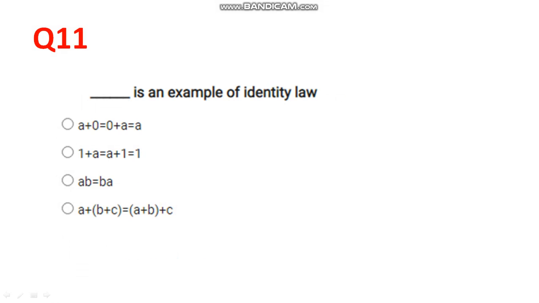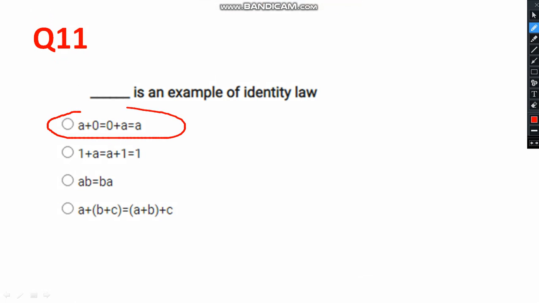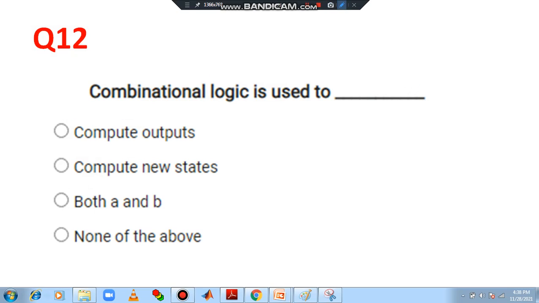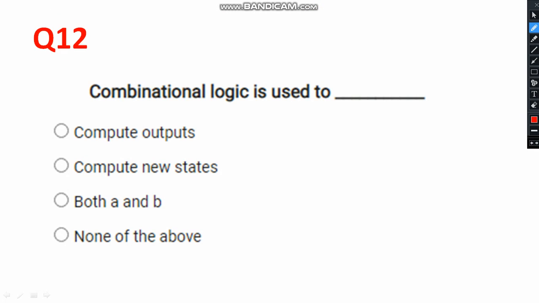Dash is an example of the identity law. The example of the identity law is A plus 0 is equal to 0 plus A is equal to A. Then question number 12. Combinational logic is used dash. So what is the purpose of using combinational logic? That is to compute outputs and compute new states. So please select option C, both A and B.